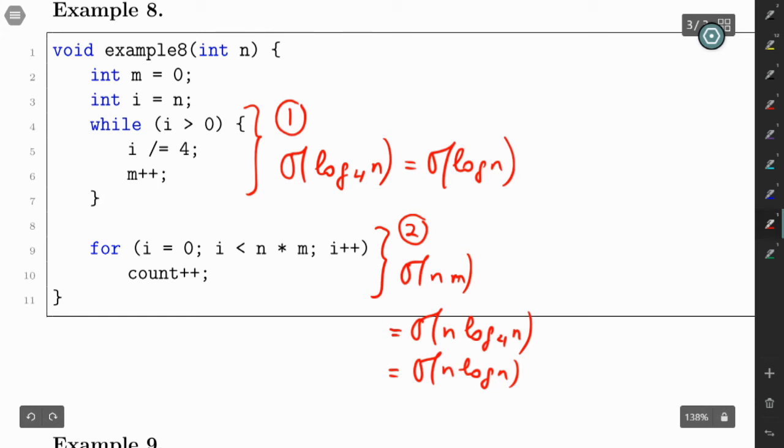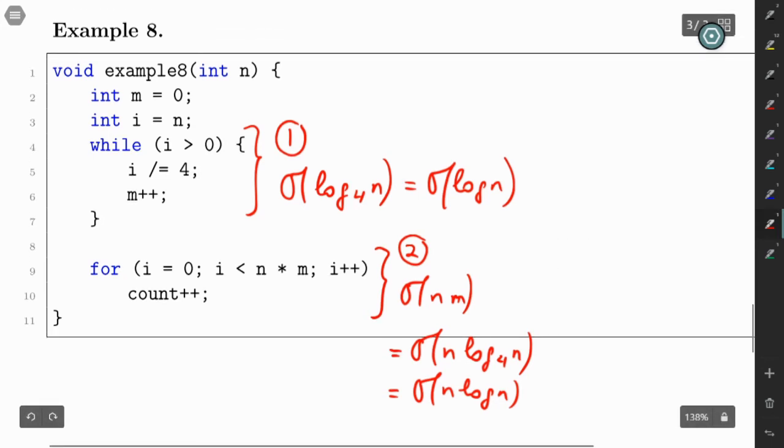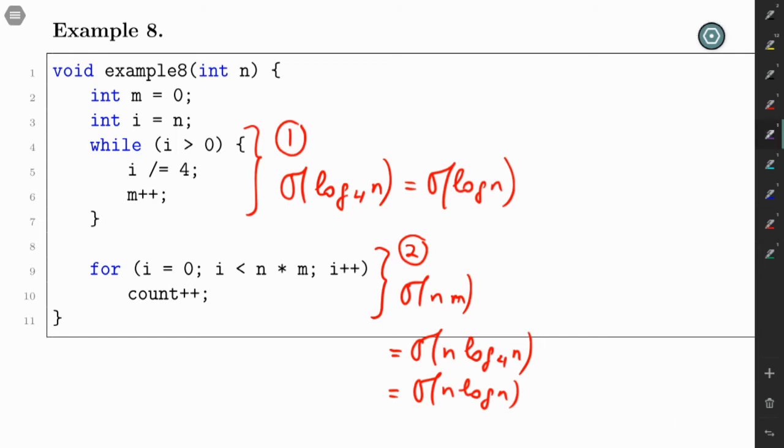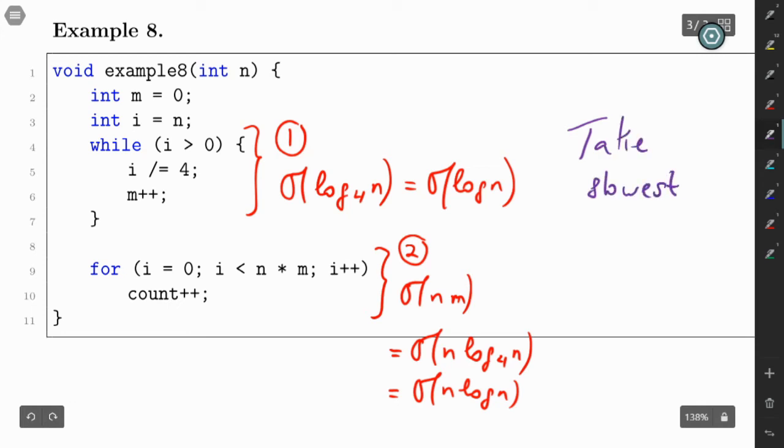So then, to figure out the runtime of the entire method, you have to take the slowest one of the two, because the slowest one is what's going to keep your method from finishing. So you take the slowest, and the slowest in this case is going to be O of n log n.